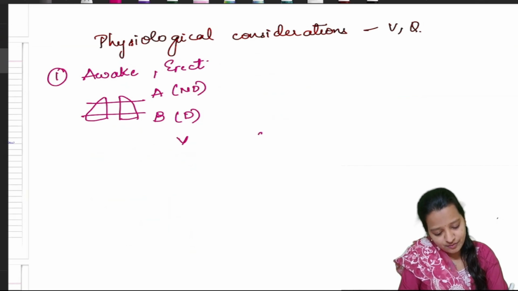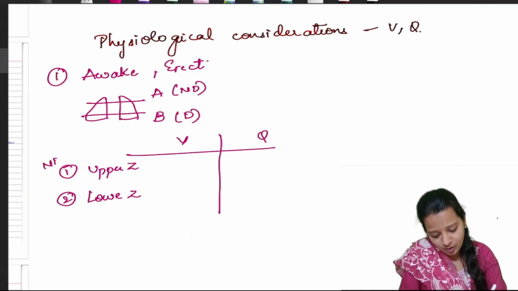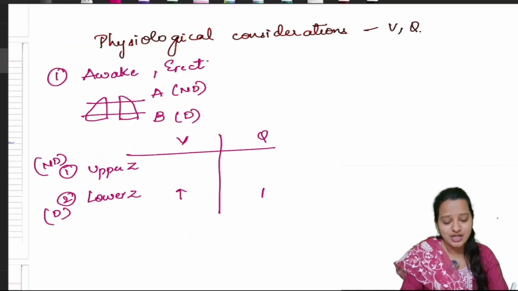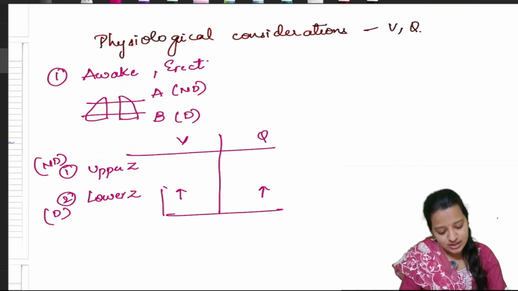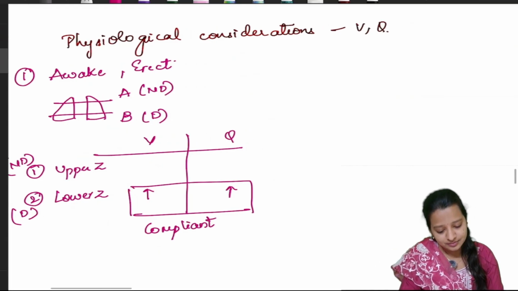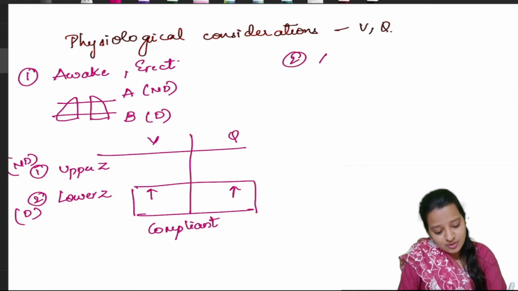First scenario, ventilation perfusion in the upper zone or apex and in the lower zone. So this is non-dependent. This is dependent. Ventilation is more in the lower zone and the perfusion is also more in the lower zone. So this is the more compliant part. Okay, done. This is the very basic first scenario. Next, let us go into a different scenario.